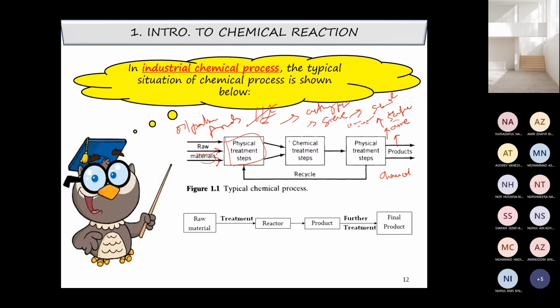Okay, so for example, this chemical treatment happens in the reactor. Okay, the process, alright, we want to blend it together. Okay, and then after that we have a physical treatment, like downstream processing we call it. Okay, for example, for the separation process, in order to get a high purity product.